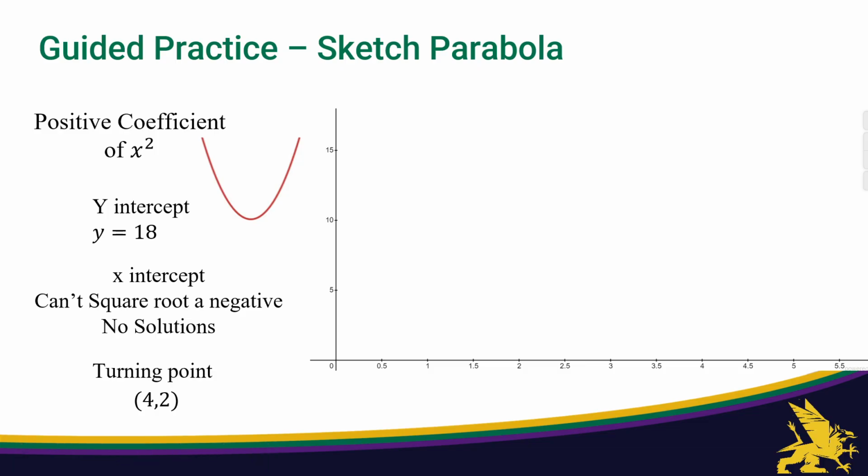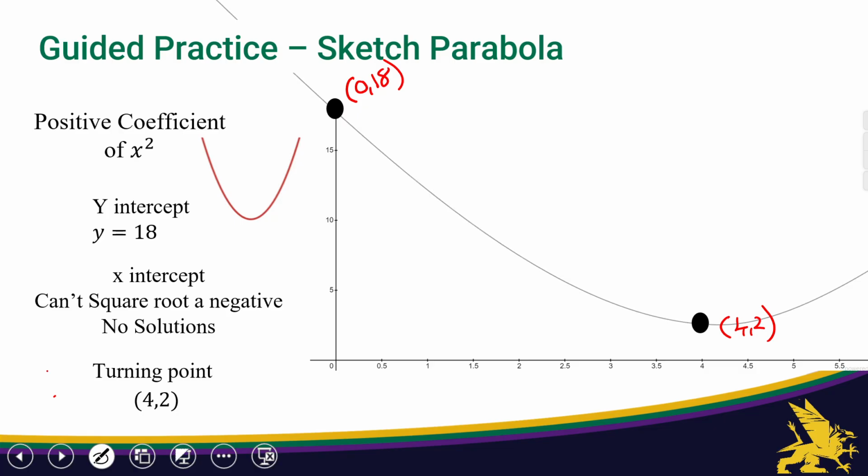So we've got all of our information that we need. The first part is our y-intercept, which is 18. And I'm going to label that when x is 0, y is 18. I've got no x-intercepts, but I do have a turning point, and the turning point is at (4, 2). And then I can draw my graph.